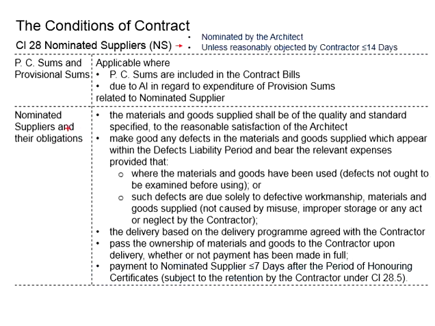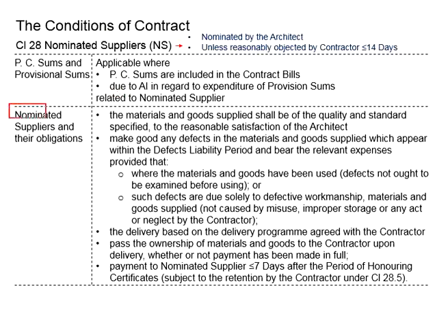Next, we talk about the obligations of the nominated supplier. Basically, the nominated supplier will need to supply the materials and goods as per the quality and standard stated in the contract and to the reasonable satisfaction of the architect. This is the obligation of a typical supplier. You will need to provide the materials up to the intended quality.